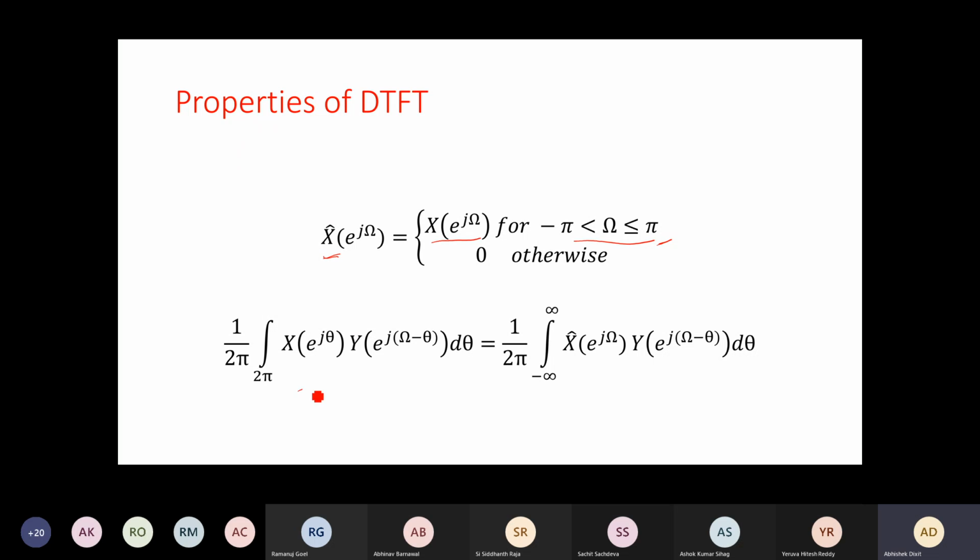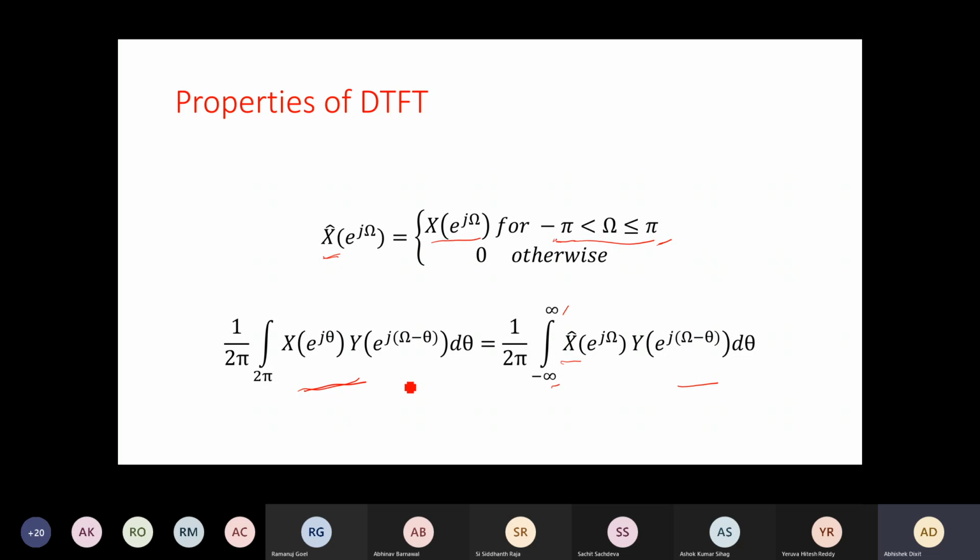Now, the original expression that we have could be written like this, right? Because x tilde is 0 outside this one period. So whether you choose the limit between minus infinity to plus infinity, or 0 to 2 pi, or minus pi to pi, it doesn't matter. So here we are taking the limit minus pi to pi.